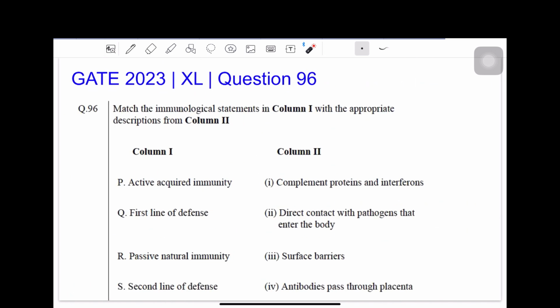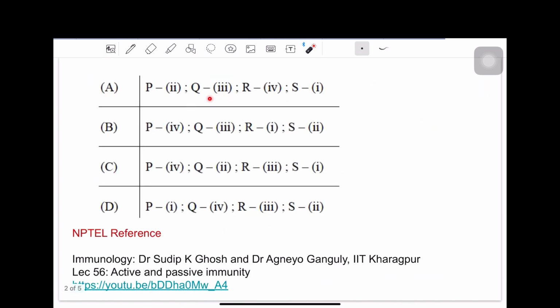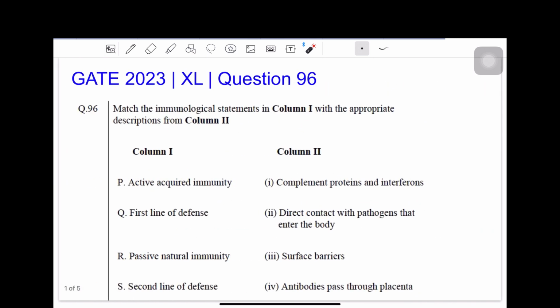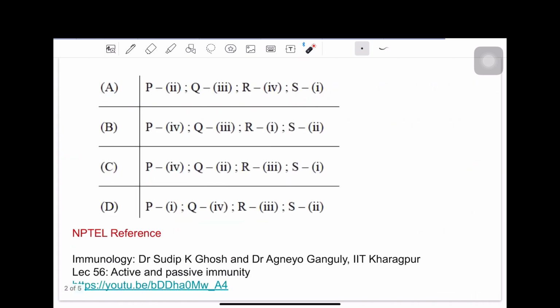Now, coming to the question again, the first line of defense, we can match it with the surface barriers. We know, for example, skin. The first line of defense can be matched with surface barrier. So Q is 3, correct? And S, second line of defense, are the complement proteins and the interferons. The interferons are the molecules which help in inflammatory response. So, as we have discussed, that inflammatory response is also part of the second line of defense. So, S can be matched with 1. So, therefore, our first option, that is option A, is true, all of them are correctly matched.